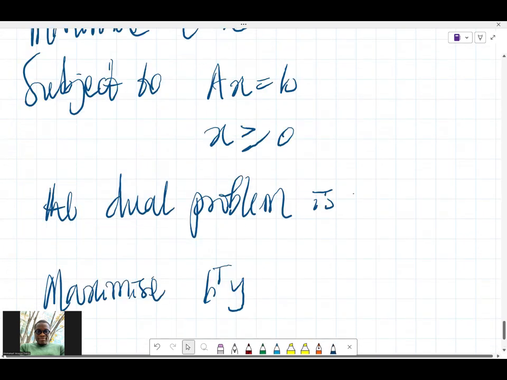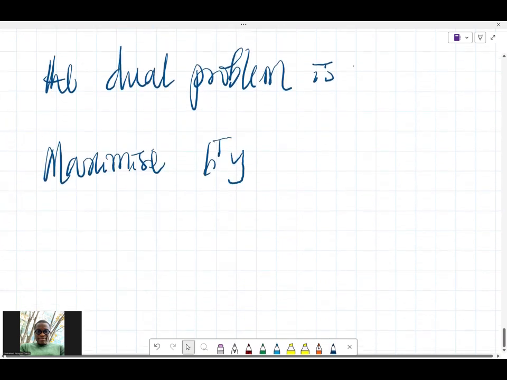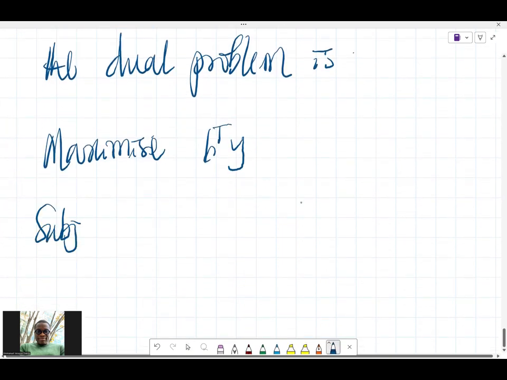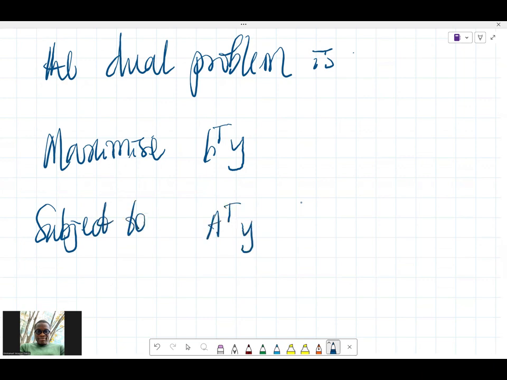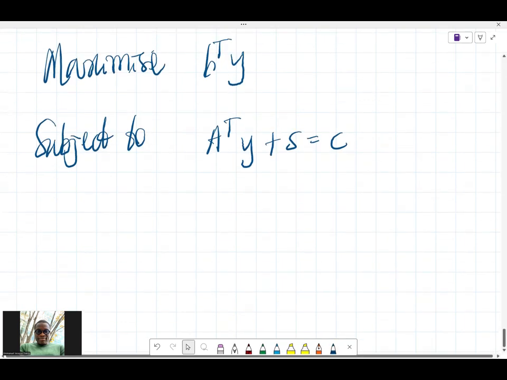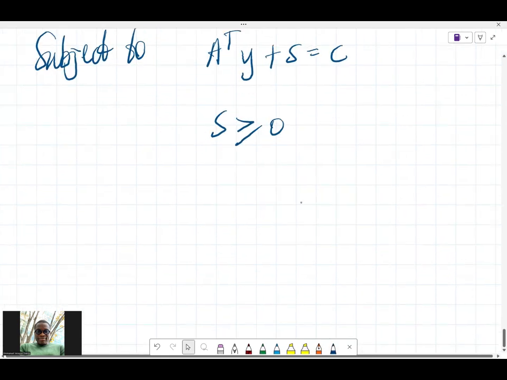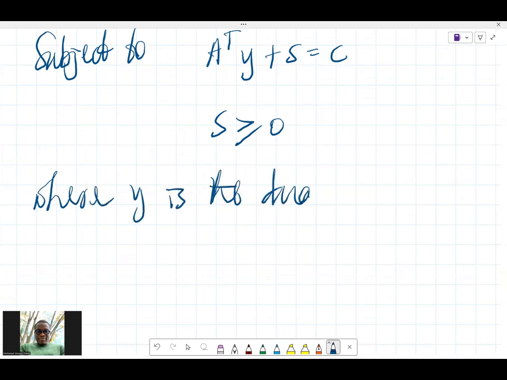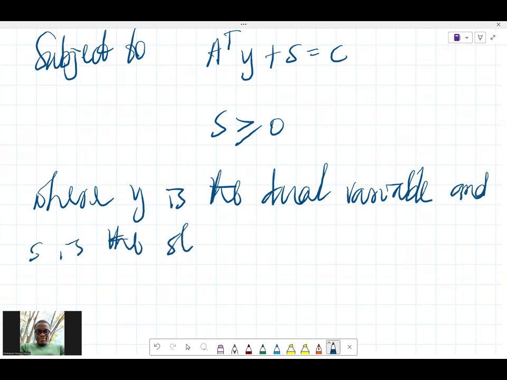I know that B is coming from here. So B transpose Y, and then it will be subject to A transpose Y plus slack variable S equals C. And then here we have that slack variable S is greater than or equal to 0. Where X is the primal variable, Y is the dual variable, and S is the slack variable.